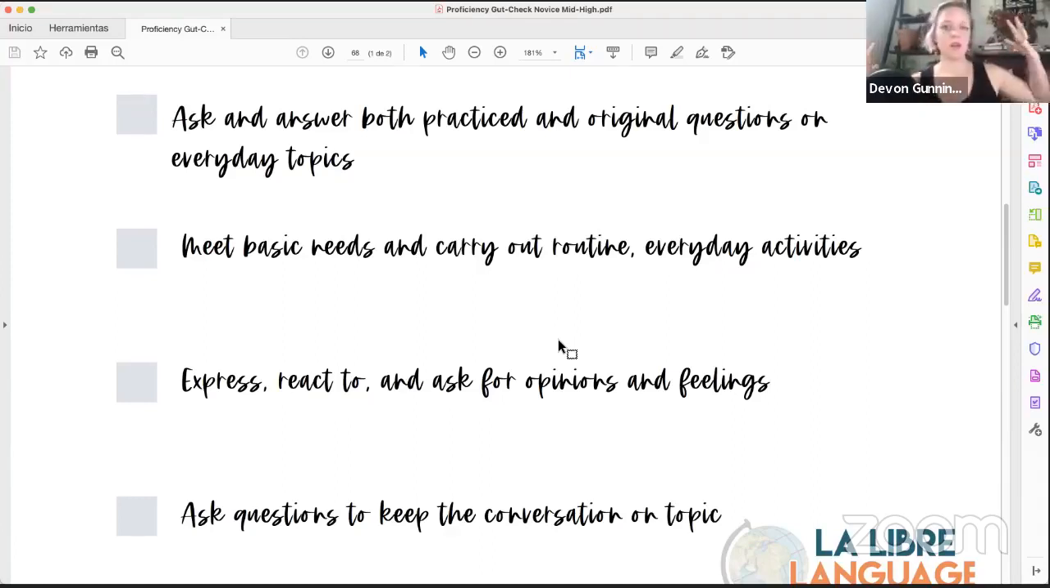So this isn't things that they've never seen before. It's vocabulary that they're very familiar with, cognates and things that are in their everyday environment, very familiar everyday topics.